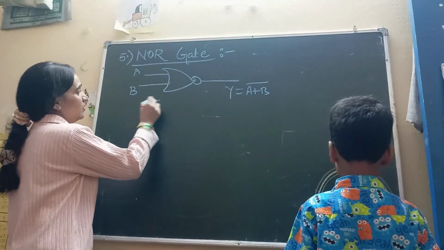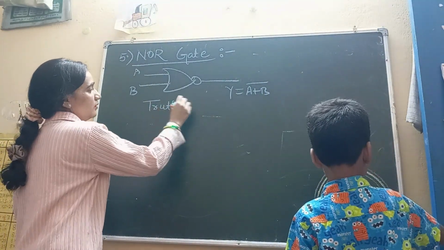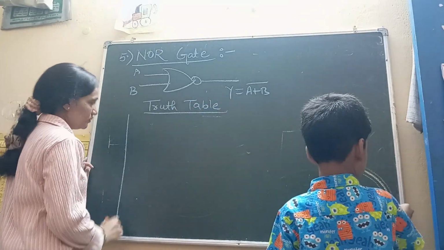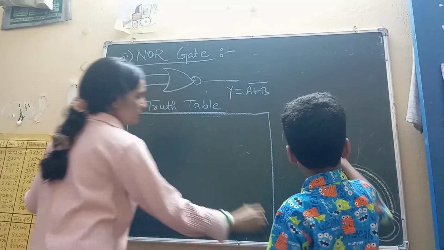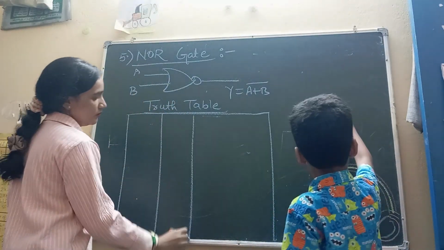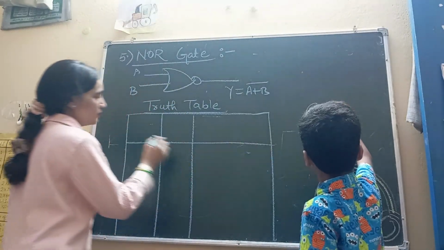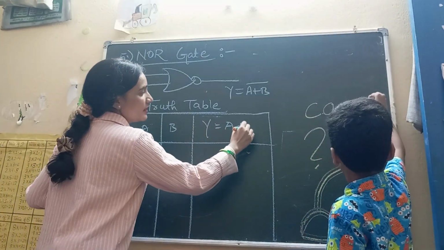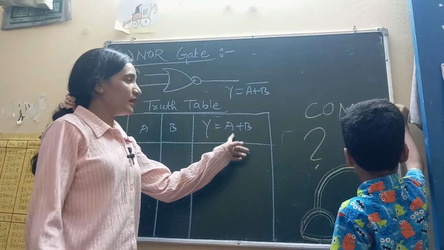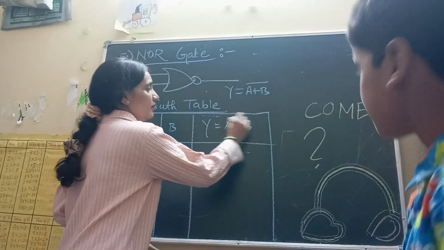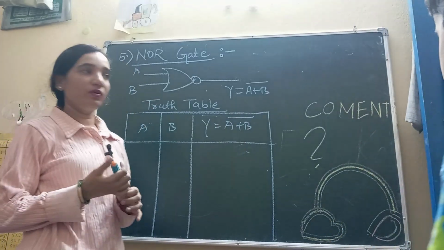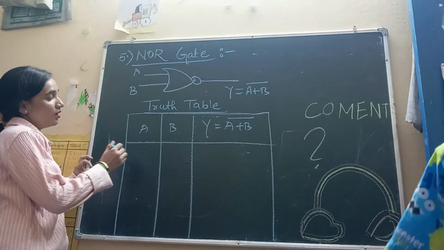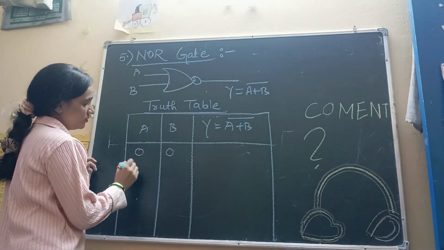So come to the truth table. The truth table can be given as A plus B, A or B, with the bar. This is our truth table. Now 0 0.